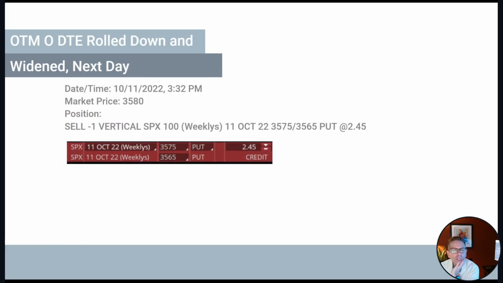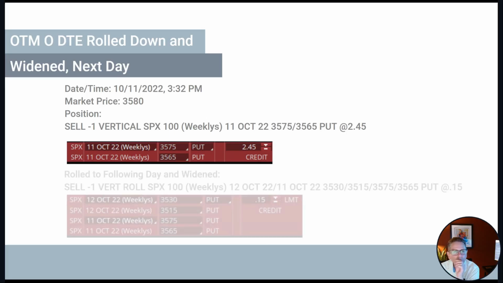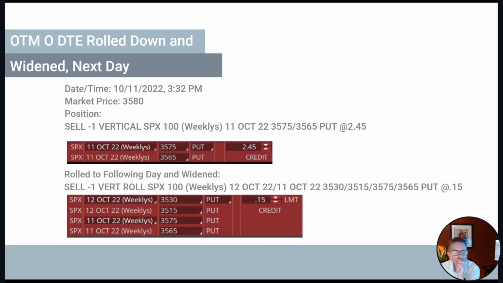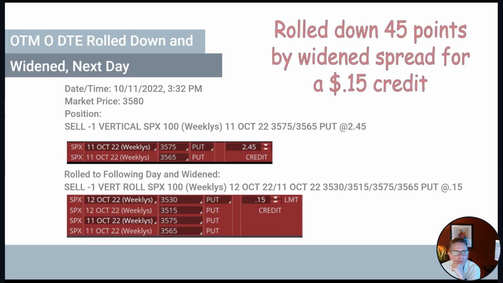Okay, now we're going to go to the next day and widen. So we're going to widen this spread and take it as far as we can to get a credit, and that's what happened. So we went from 35.75 on the short strike to 35.30 on the short strike. But remember, we widened this thing to 15, right? So we have a long way to go. 45 points, and you get a 15-cent credit.